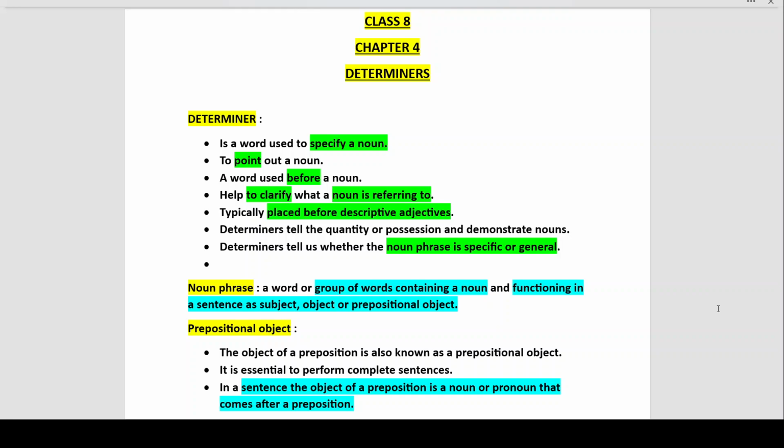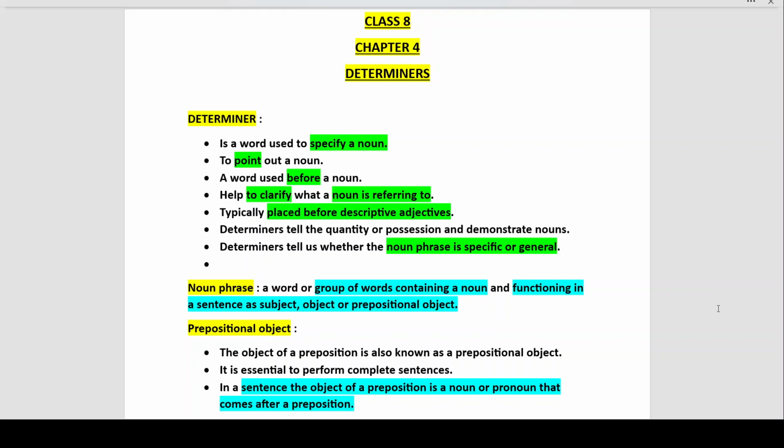Now, it is typically placed before descriptive adjectives. Now, what are adjectives, students? Adjectives are describing words. They describe your noun. They describe how the name, place, animal, or thing is. So, these determiners are placed before these descriptive adjectives. Next, they also tell us the quantity or position and they demonstrate your nouns.